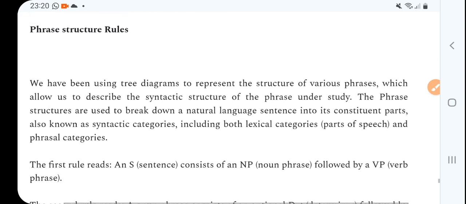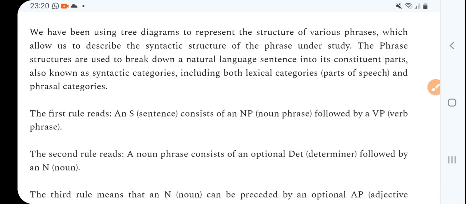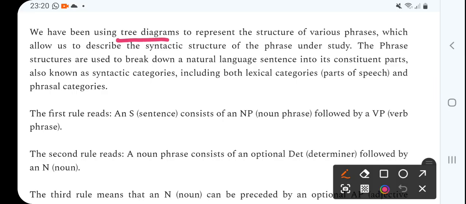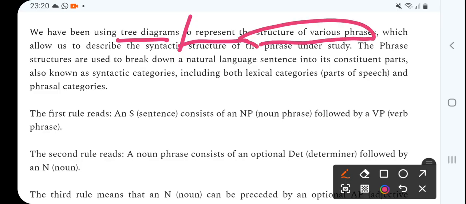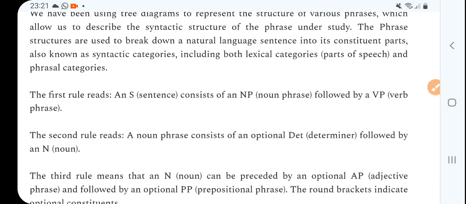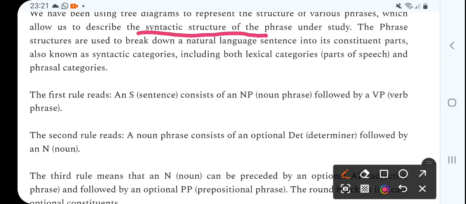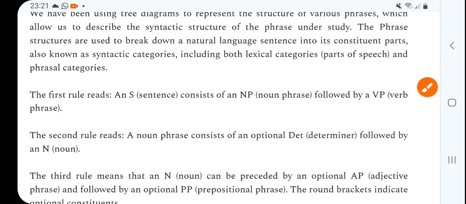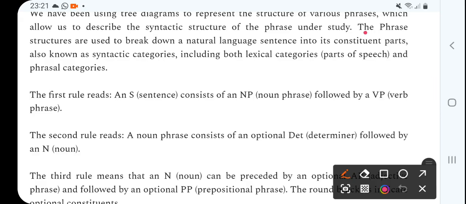Now come to the phrase structure rules, which is very important, as we have been using tree diagrams to represent the structure of various phrases. So the tree diagram is used to represent the structure of various phrases, very important, which allows us to describe the syntactic structure of the phrase under study. Syntactic is sentence structure, right, under the phrase. The phrase structure rules are used to break down a natural language sentence into its constituent parts. So phrases are used for breaking down the sentence.